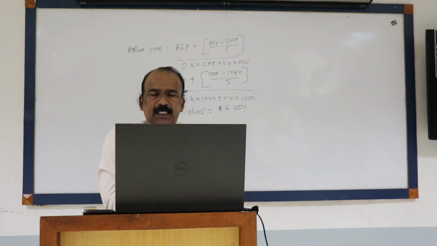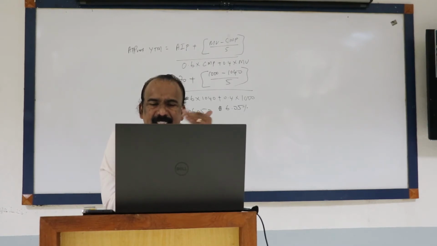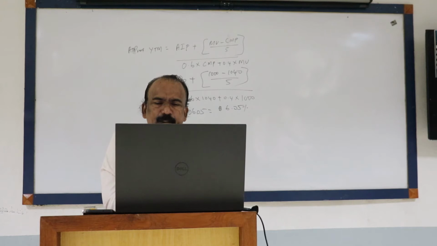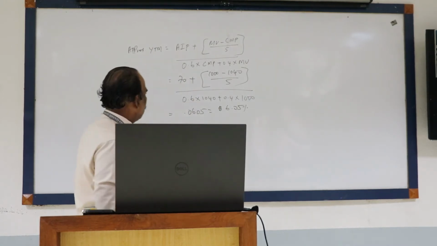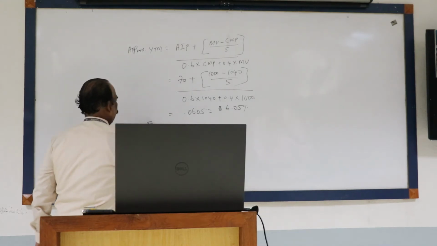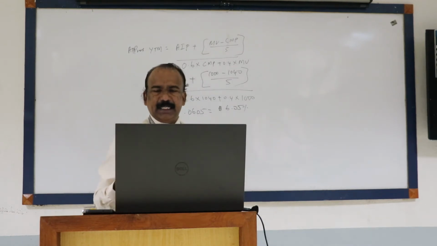What will be the realized YTM if the reinvestment rate is 6%? The investor is not investing at the same YTM but is investing at 6%, which is less than the YTM, more or less equivalent to it. In such a case, what will be the realized YTM? We will first have to compute the future value, because he is reinvesting at 6%. So what is the future value? That we have to calculate first.